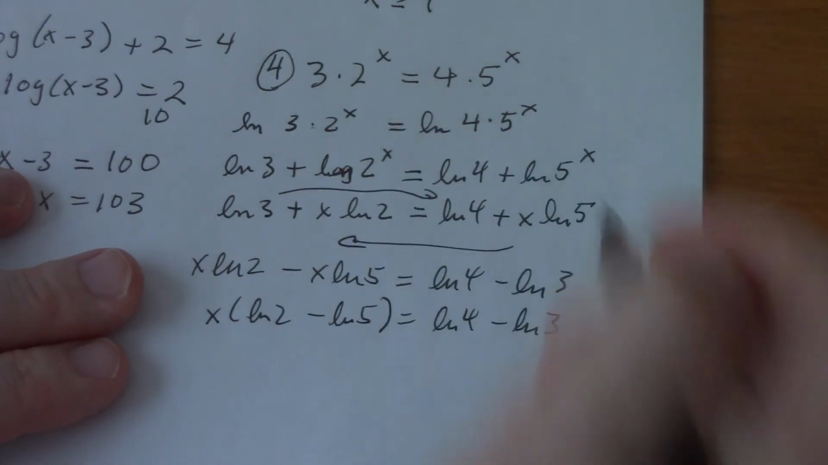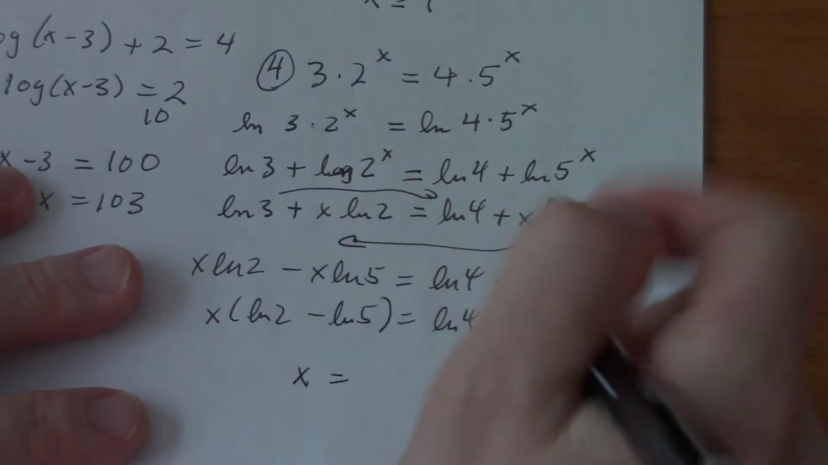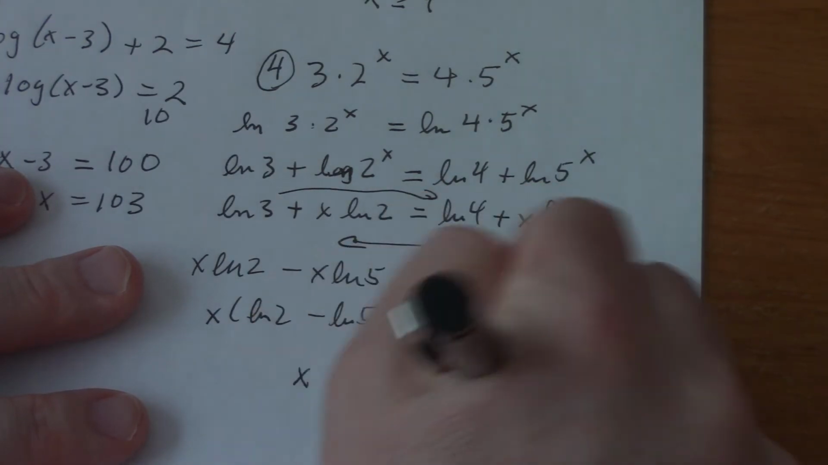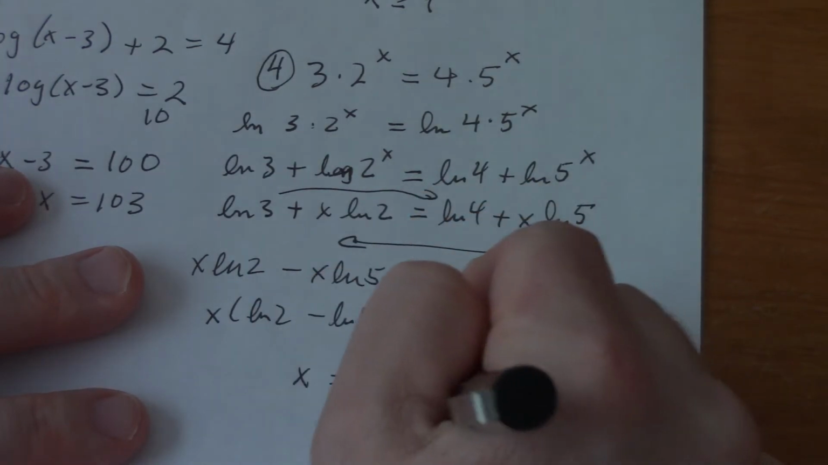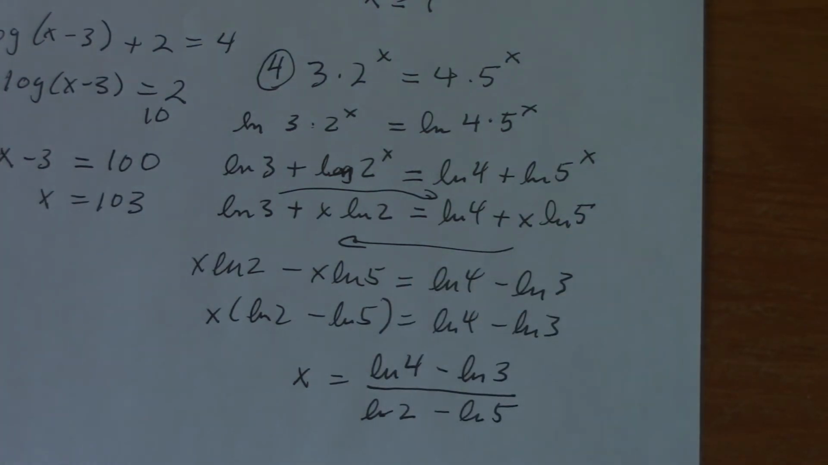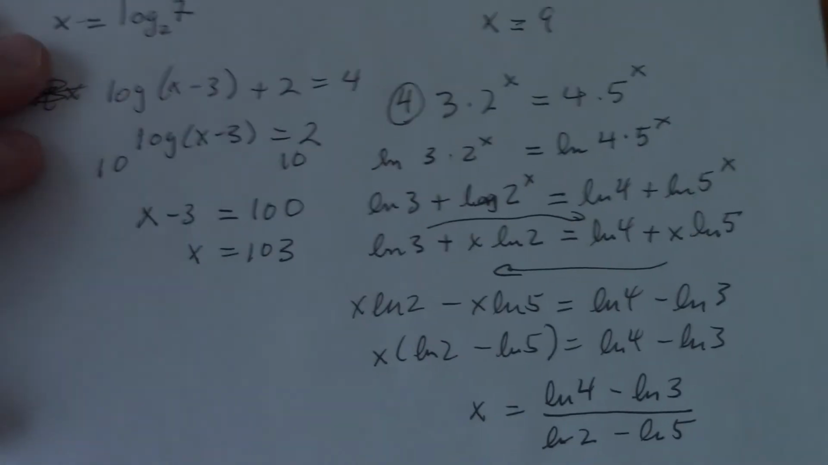And then you divide by your coefficient, which is this complicated thing here. So x is equal to log 4 minus log 3 over log 2 minus log 5. Okay? And you can combine those. You can make that a fancy log if you want. Doesn't really matter.